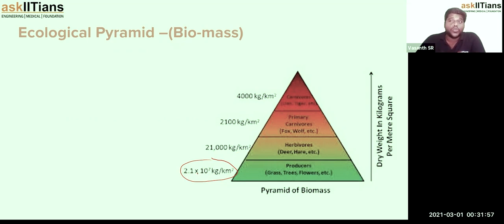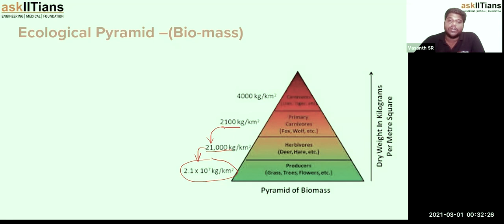So that's too much. That's literally too much. When you talk about the animals, the primary consumers, which depend upon the producers, they are comparatively 21,000 kilogram per kilometer square in that area, 1 kilometer square area. And then the secondary consumer in this case is going to be relying upon the herbivorous organism or the primary consumer over here.